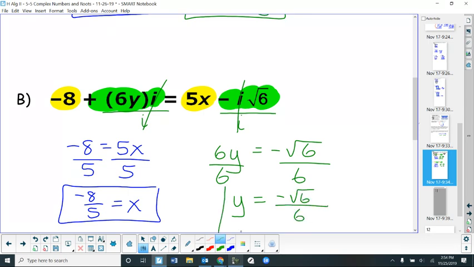I'm not allowed to reduce these because this top 6 is underneath the radical and the bottom 6 is not. So we cannot reduce those any further. We're done. Okay, so again, when you get to those ones in your homework tonight, identify the real parts and set them equal. Identify the imaginary parts, take out the i's and set them equal.